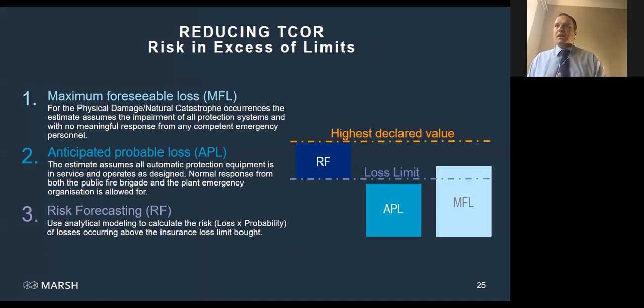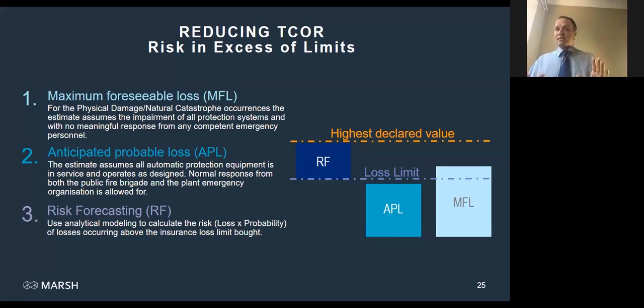Next, we look at how you select your limit and what limit you should be able to buy. A good starting point is looking at your highest declared value. You then compare this to your maximum foreseeable loss estimate, or MFL. This estimate assumes no meaningful response from any competent emergency personnel. You would think that this is quite an unlikely number, but considering the current service delivery issues most of us are experiencing, it is an exposure to really consider. If you are lucky enough to have confidence in your municipality's risk of non-delivery, you may opt to use the anticipated probable loss estimate, or APL. The APL assumes that your protection equipment is in service and operates as designed. It also allows for a normal response from both the public fire brigade and the plant emergency organizations.